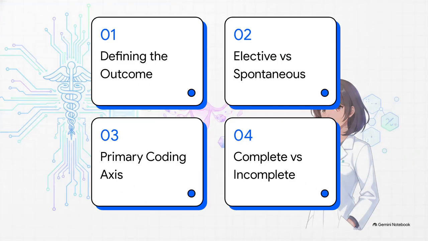Okay, here's our game plan for this explainer. First up, defining the abortive outcome itself. Then, we'll look at elective versus spontaneous care, map out the primary coding axis, and finally, we'll drill down into complete versus incomplete events. Let's get to it.